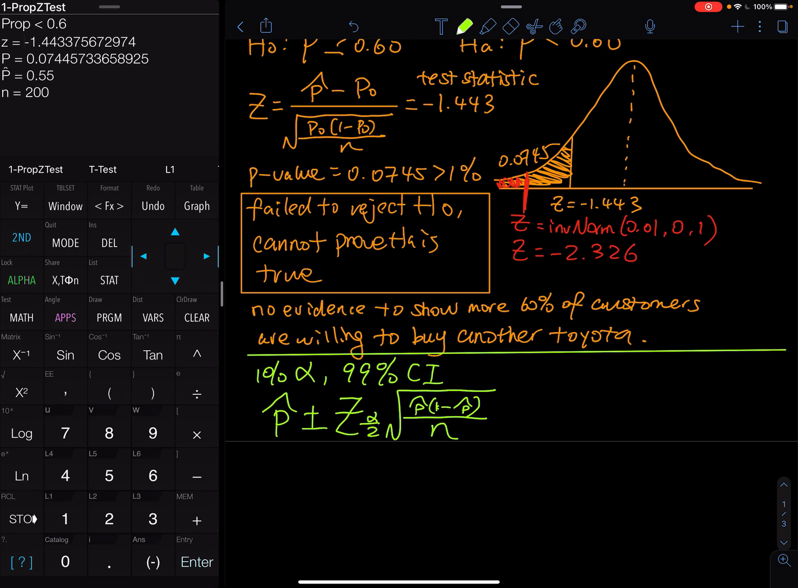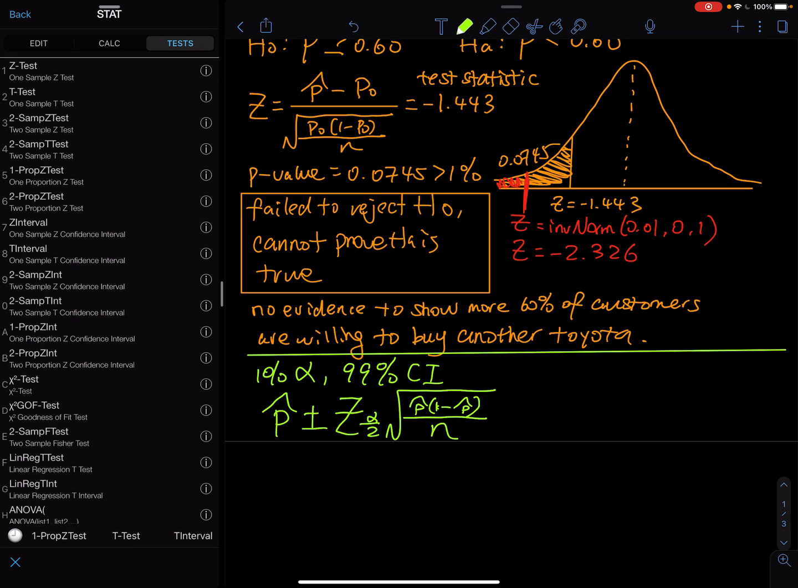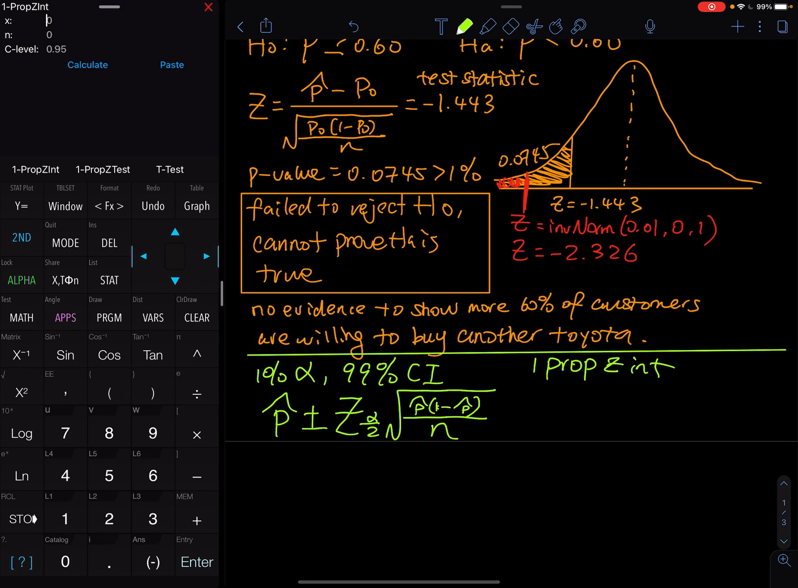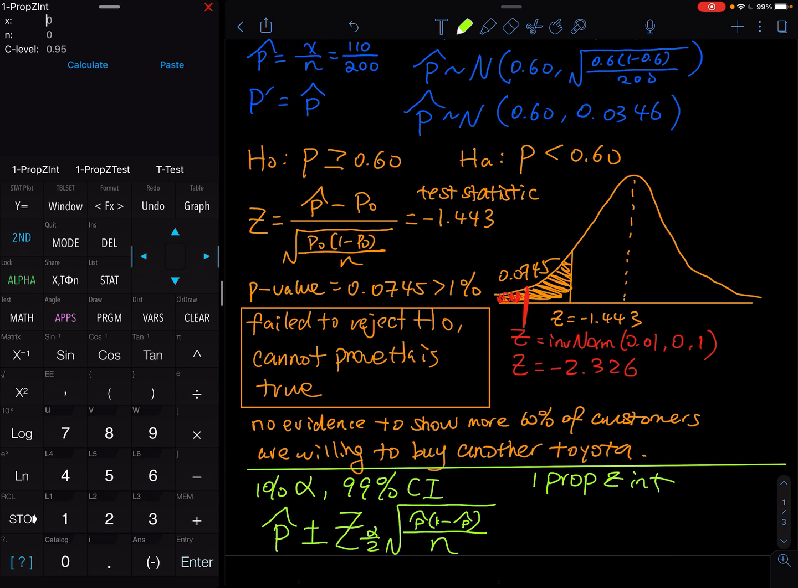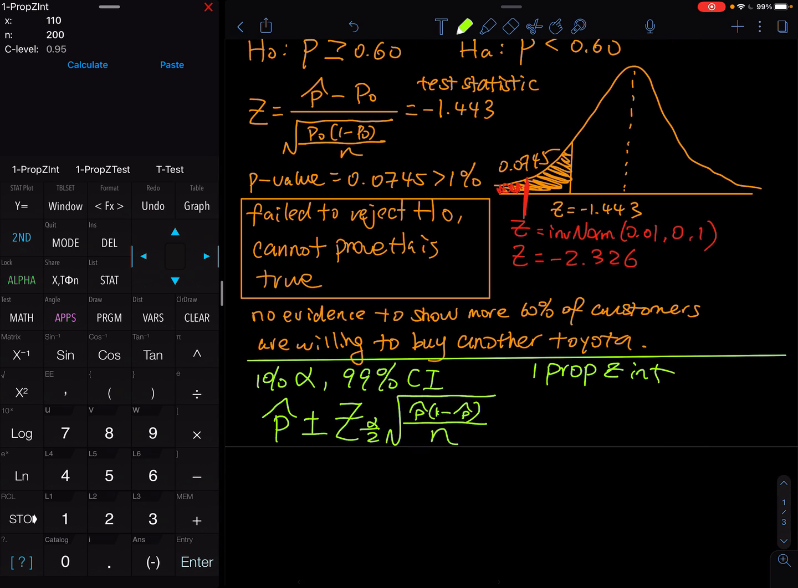Of course, we don't do any math by hand. We do this on calculator. We go to stat, and then we are looking for one proportion z interval. On my calculator, on the left is line A. The letter A is right under 0. 1-PropZInt. So you select that simple menu. How many successes? 110, out of 200 customers, and then your confidence level is 99%, so 0.99.